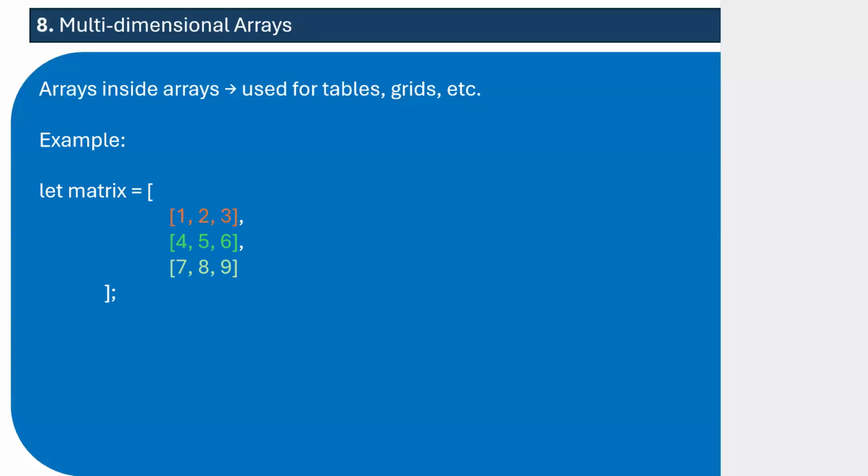Now guys, for example, I created an array with the name matrix. The first white color flower bracket is the main entry and main exit of the array. And the red color ones, I created a first array with 1, 2, 3, a second array with 4, 5, 6, and a third array, 7, 8, 9.